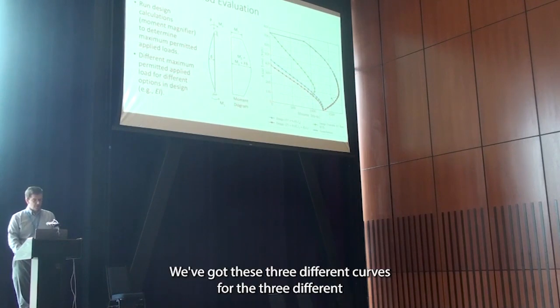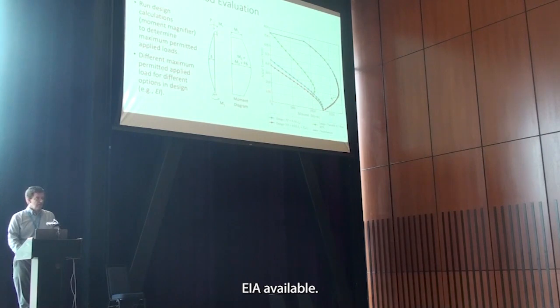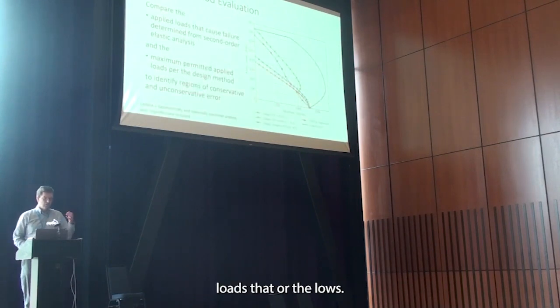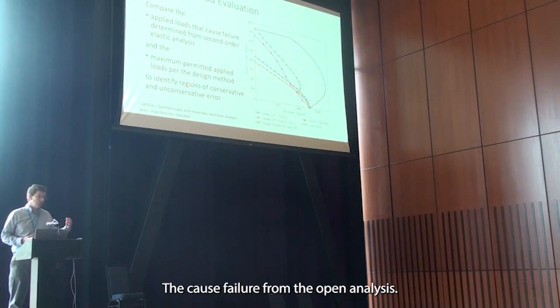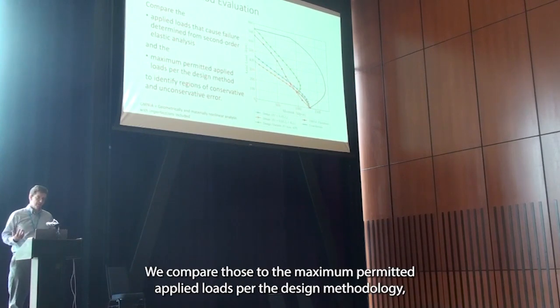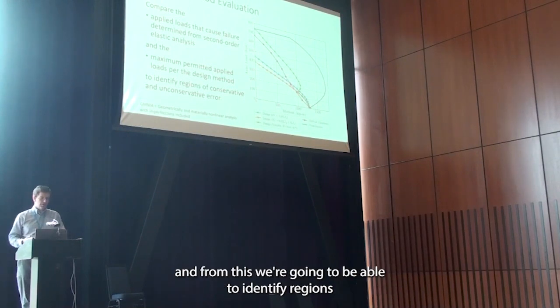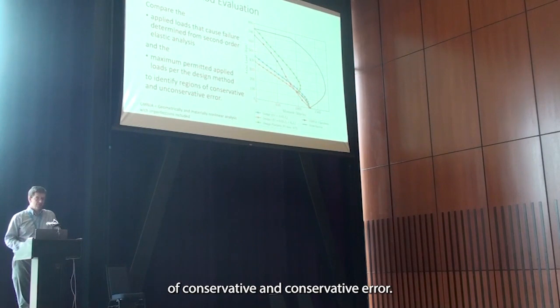We've got these three different curves for the three different existing EI equations. And now I'm going to compare the maximum loads, or the loads that cause failure, from the OpenSeis analysis. We're going to compare those to the maximum permitted applied loads per the design methodology. And from this, we're going to be able to identify regions of conservative and unconservative error. So I'm going to highlight one region here.